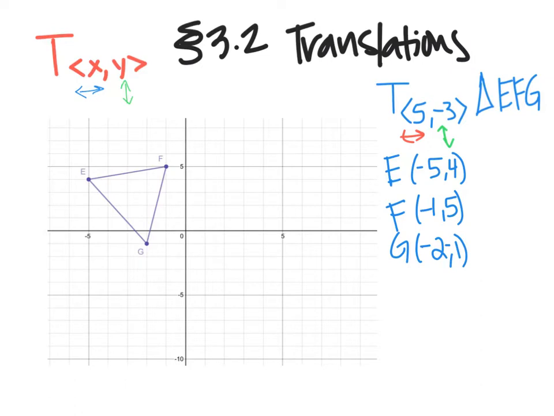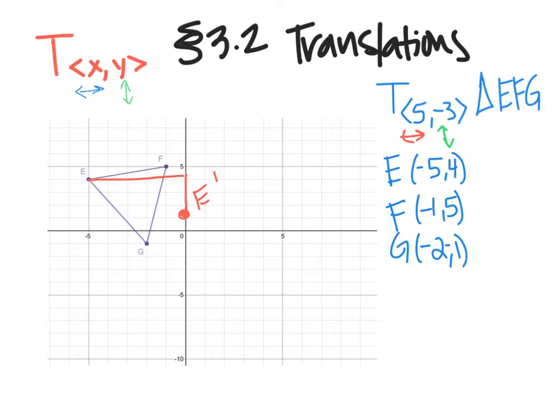This is our pre-image. E is at the point -5, 4. F is at the point -1, 5. And G is at the point -2, -1. So we're going to translate each of these points 5 units to the right and 3 units down. So for example, on point E, I'm going to move it 5 units to the right. So 1, 2, 3, 4, 5. And then I'm going to go 3 units down. 1, 2, 3. And I've got a new point right here. So that would be my E prime.